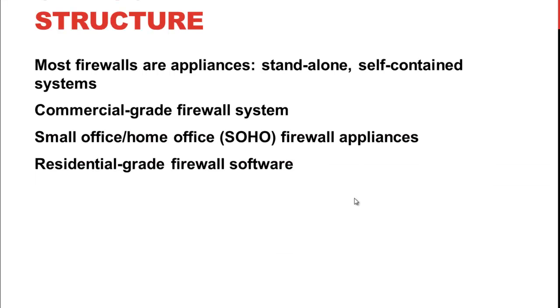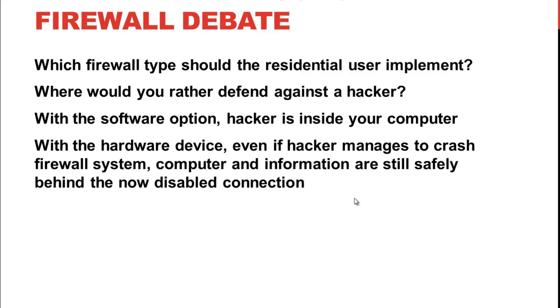If we look at firewall categories by structure, most firewall appliances are standalone, self-contained systems, and they come in a bunch of different grades, where you have commercial grade firewall systems, small office, home office firewall appliances, and then residential grade firewalls. So that's just another way of categorizing them. And which firewall an individual or an organization chooses is really dependent on some circumstances. So there are some questions that you would have to ask yourself.